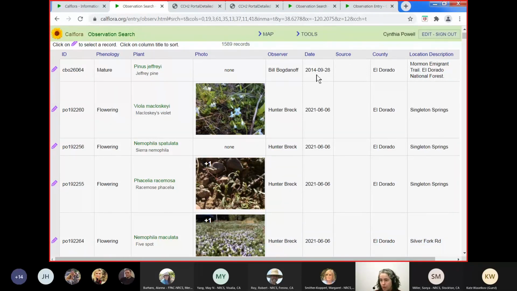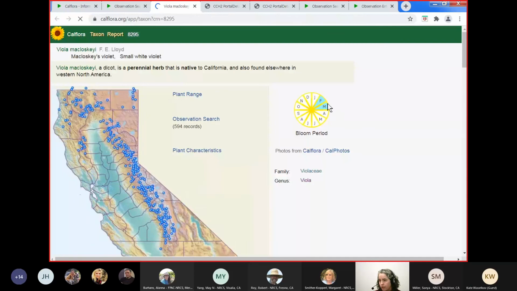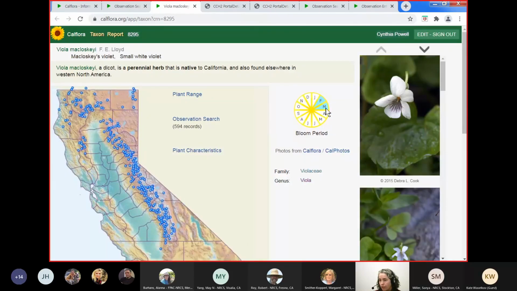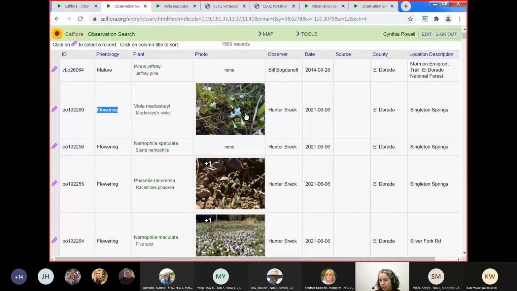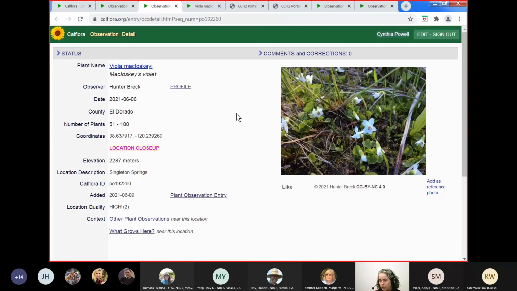So this is from September 2014. It was mature, and then this violet is from June 2021. It was flowering. Does the violet, well, let's look at it. Let's see what the bloom wheel says. Wow, February and March is the bloom period, and here we are in June, and it was clearly blooming because you can see by his photo. That's interesting. So as Calflora people, we don't do anything with this information. We offer it to people like you to do something, to look at it, to research it.